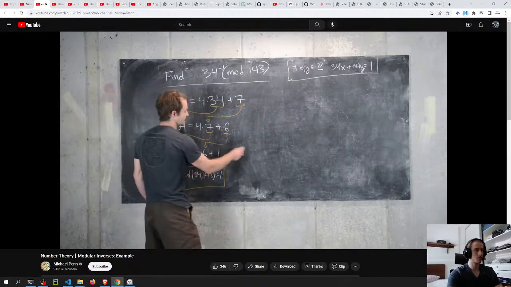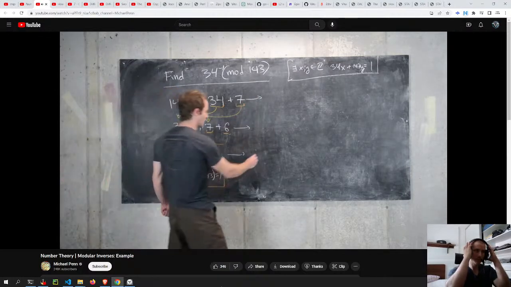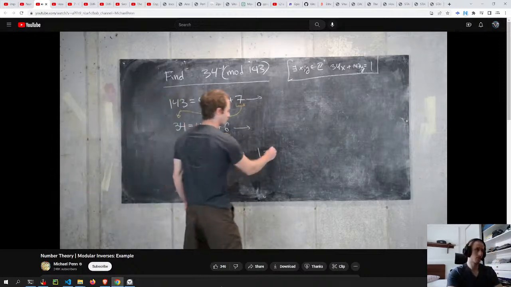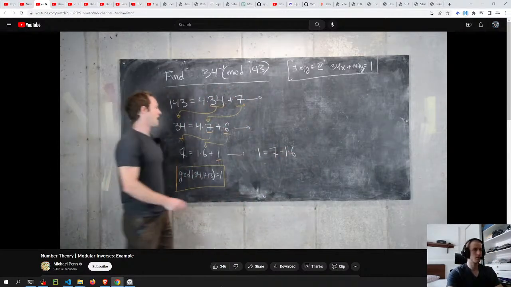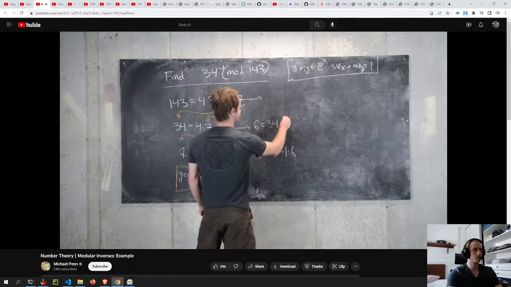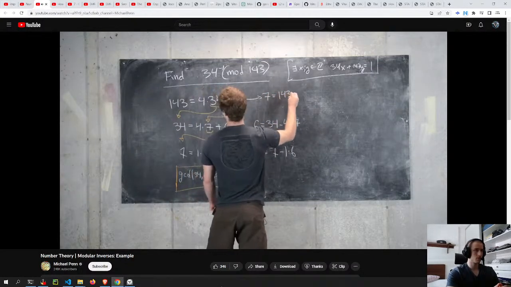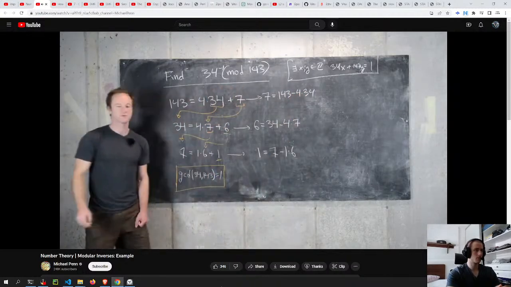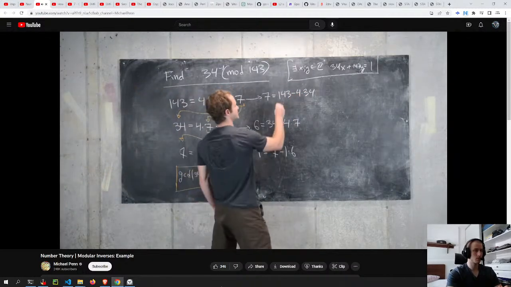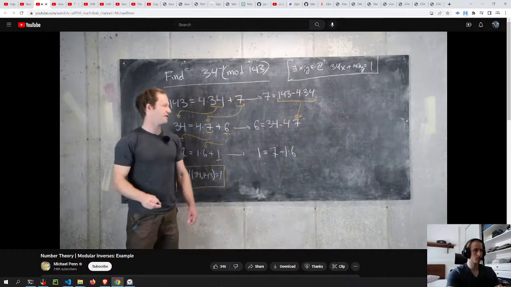Okay, great. So the next thing we do is we rewrite these equations. So we're going to solve for the remainders. So here we'll get 1 equals 7 minus 1 times 6. Good. And here we'll get 6 equals 34 minus 4 times 7. Okay, good. And then finally here, we'll get 7 equals 143 minus 4 times 34. Good. And then if you recall from previous videos, what we'll do is we'll take this expression for 7 and plug it into the value of 7 in the bottom equation.